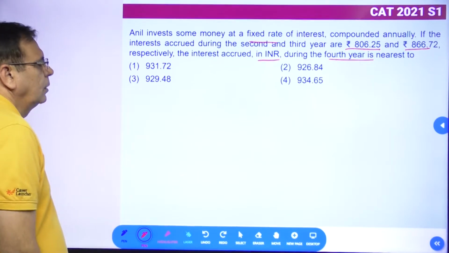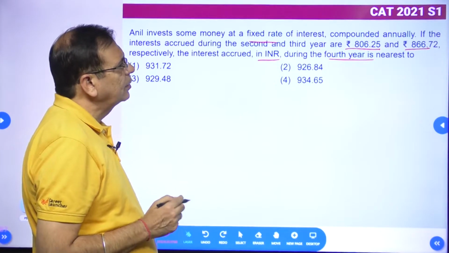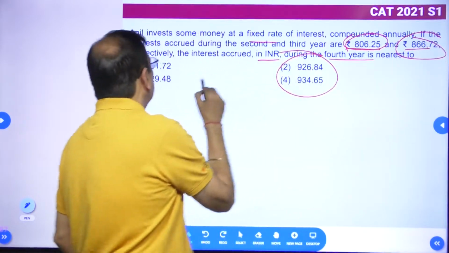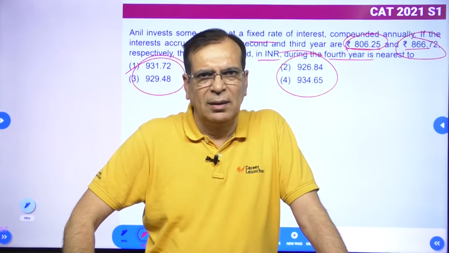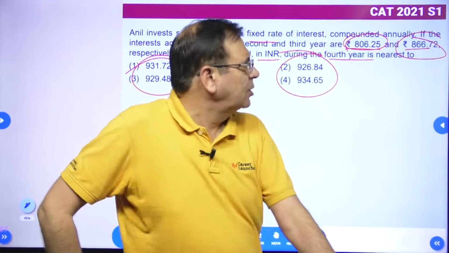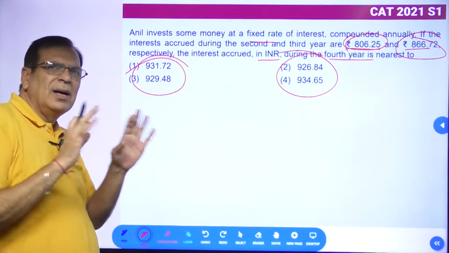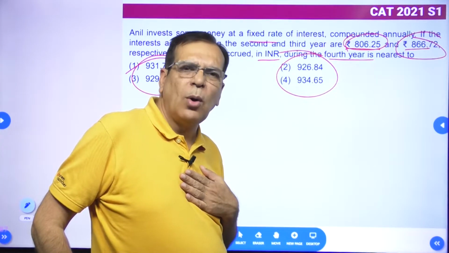Now, a couple of things as far as this question is concerned. Look at the numbers and the choices. Definitely not convenient numbers. Difficult to work with. By and large, 806.25, 866.72, or these choices, all of them are decimal numbers and definitely don't make me comfortable. I would want to avoid using these.